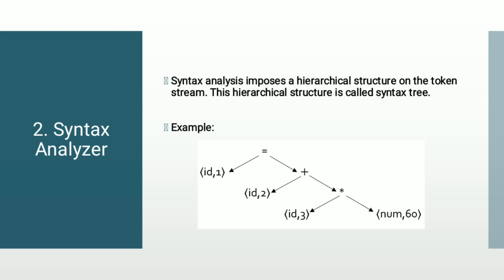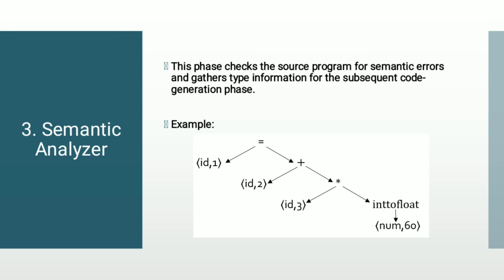For example, if we take the previous example, the syntax tree would be: first is the operator, the second field is the id, and then the operator, and then the tree continues until the statement is finished. Third is the Semantic Analyzer. This phase checks the source program for semantic errors and gathers type information for the subsequent code generation phase. For example, in the previous example, typecasting is done.